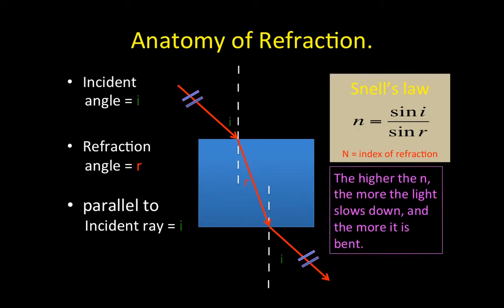And the higher the n means the more light slows down and the more it is bent. So a higher refractive index means that the material is more dense and slows down and bends the light more. Like diamond has a refractive index of about 2.5, so it significantly slows light down. Air has a very small index of refraction, and it slows light down from about 300 million meters per second down to about 299.5 million meters per second. Air is much less dense. It has a lower n value, so it slows light down less.